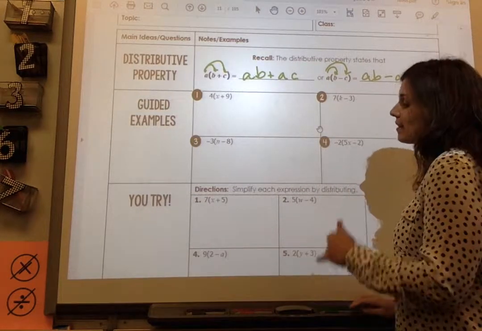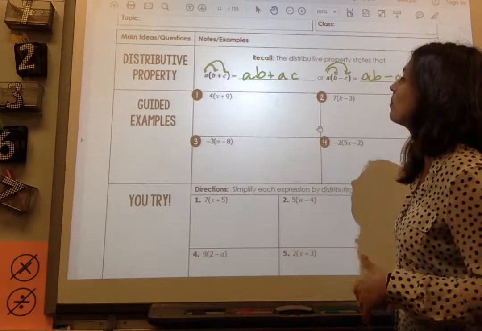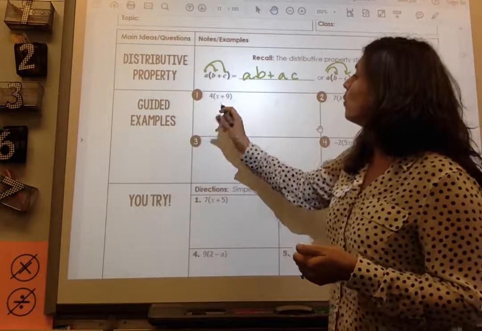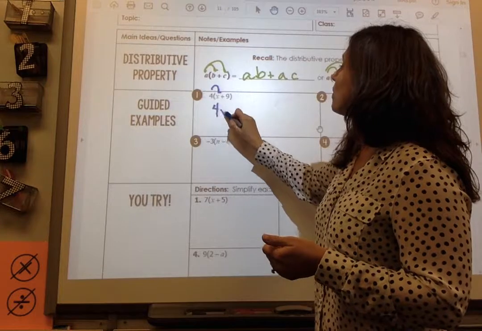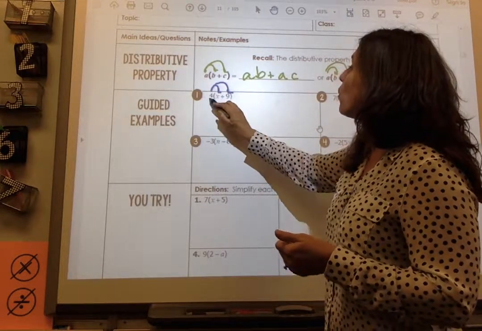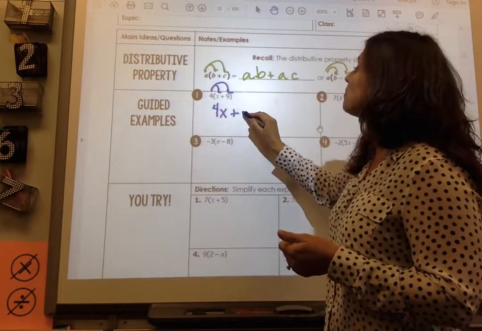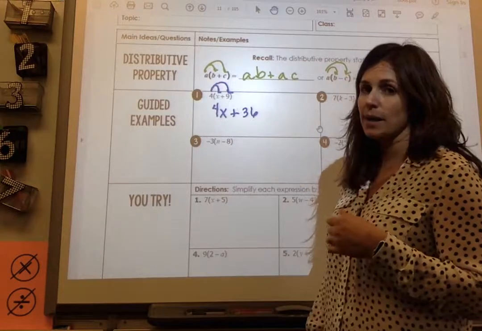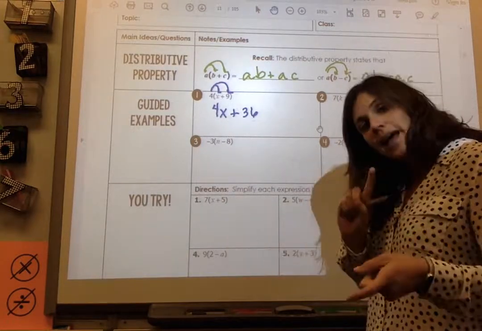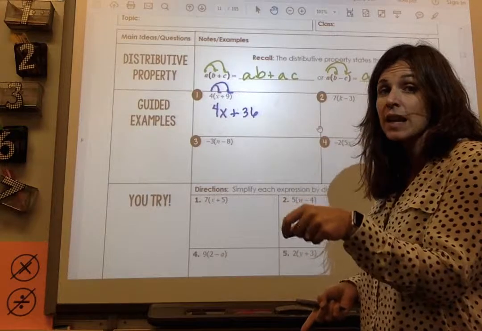So for the guided examples, and we'll do some more together since I'm up here and you're at home. On number 1, I'm going to multiply. 4 times x is 4x, and 4 times positive 9 is positive 36. And that's my answer. Remember, we don't say adding and subtracting anymore. It's positive and negative integers.